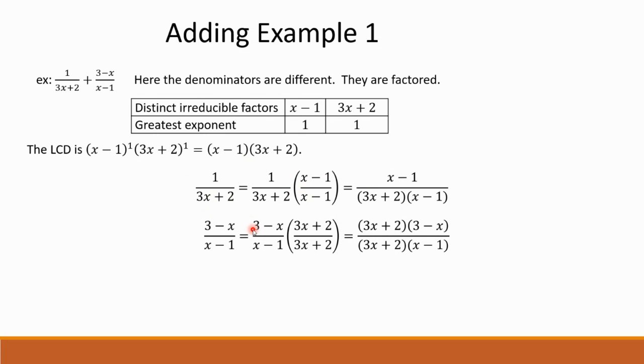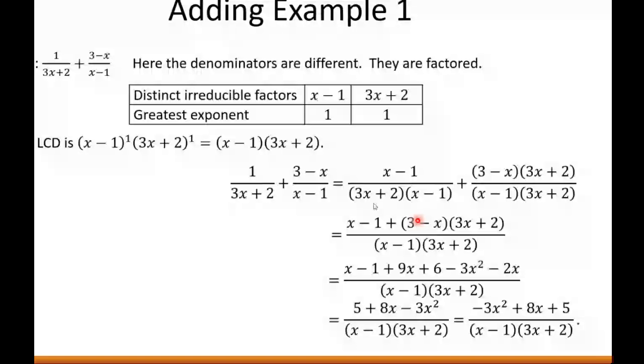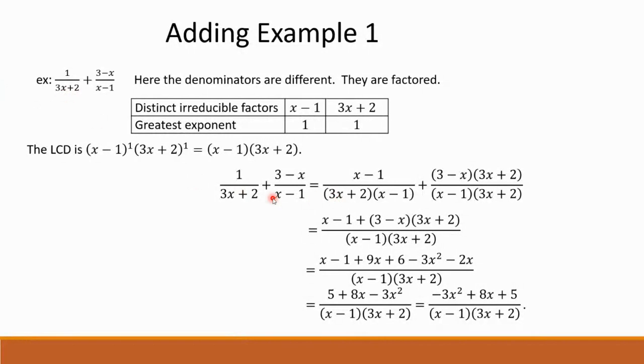Same thing with the other expression, right? With this one. What's missing here? To get the LCD, we're missing 3x plus 2. So we multiply the denominator by it. And whatever we do to the bottom, we do to the top. And so we get this. Okay. All right, so now the denominators are the same. So now we're able to add.